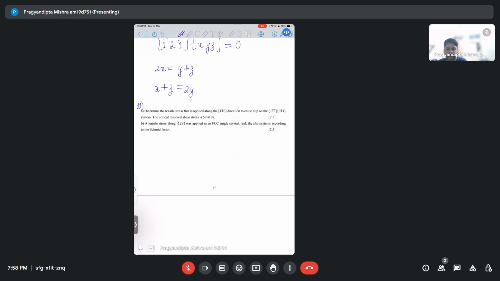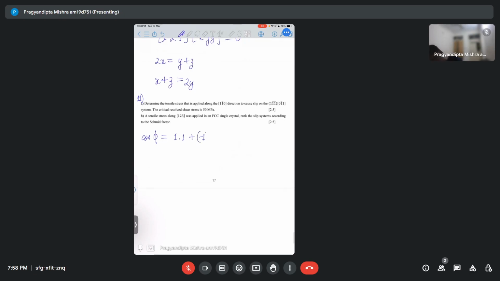So the angle between them, so we can find cos theta and cos phi, right? First, cos phi will be equal to [1 1 1] dot [1 bar 1 0] divided by root 2 dot root 3. So this will be equal to 2 by root 6.